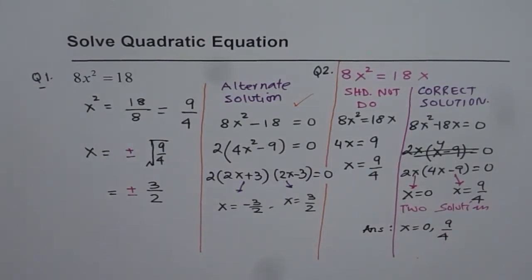So I hope you understand and appreciate that to solve quadratic equations, we should bring the terms together, factor, and then solve. Or if it is not possible to factor, bring them together, use the quadratic formula, and then solve. But do not cancel the terms. If you cancel the terms, you are actually striking off one of the solutions with every cancellation. So that's the whole idea. I hope you appreciate it.